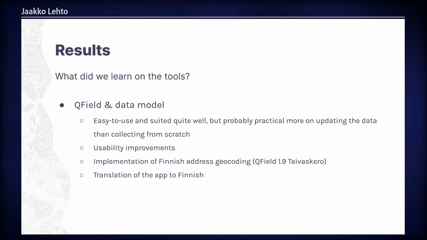But also there were some new tools. For example, we funded the implementation of Finnish address geocoding in QField. So if you're inside Finland, you can use this address search, and it was implemented already in QField 1.9, named Taivaskero. Also, some of the app was already in Finnish, but we basically finished it with the translation.